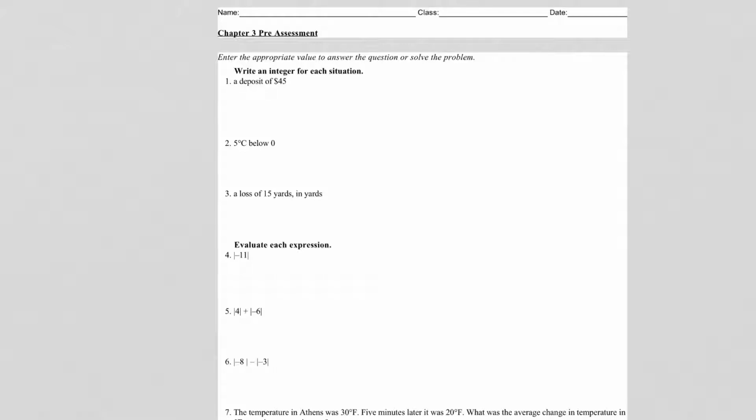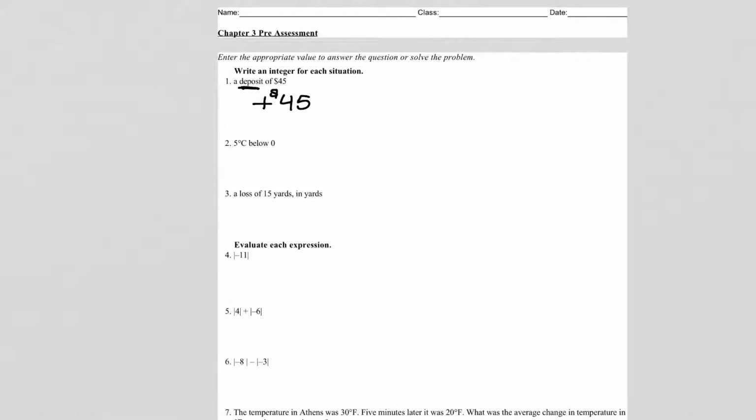a negative value. So if I'm putting money into the bank, deposit, that means that my account grows by $45. So this would be a positive 45. The opposite of deposit would be withdrawal. If they asked you for a withdrawal, that means you're taking money out, so that would be the negative. Every integer has an opposite. So deposit is positive 45 and withdrawal would be negative 45.